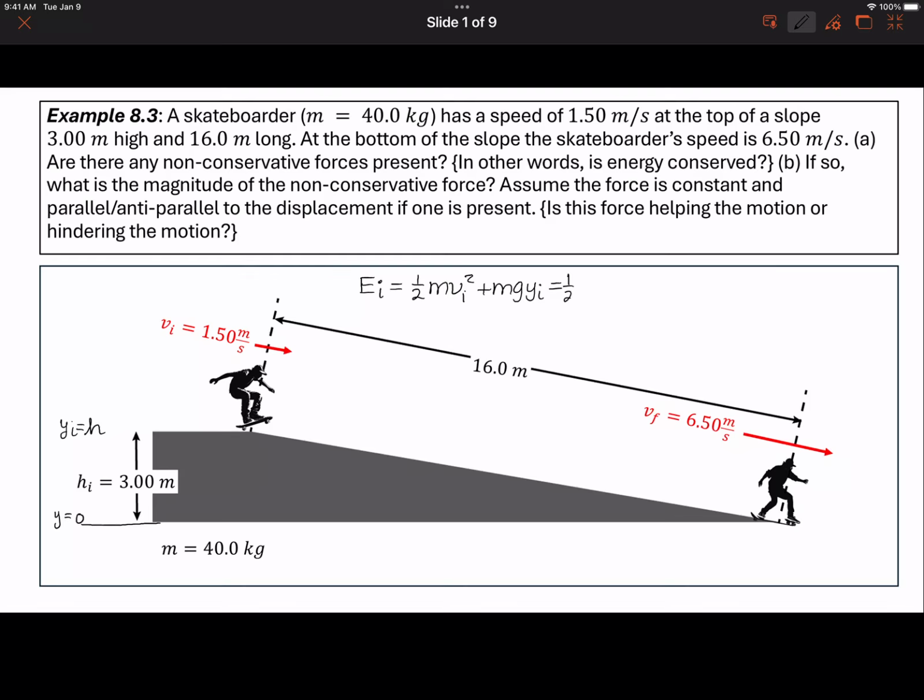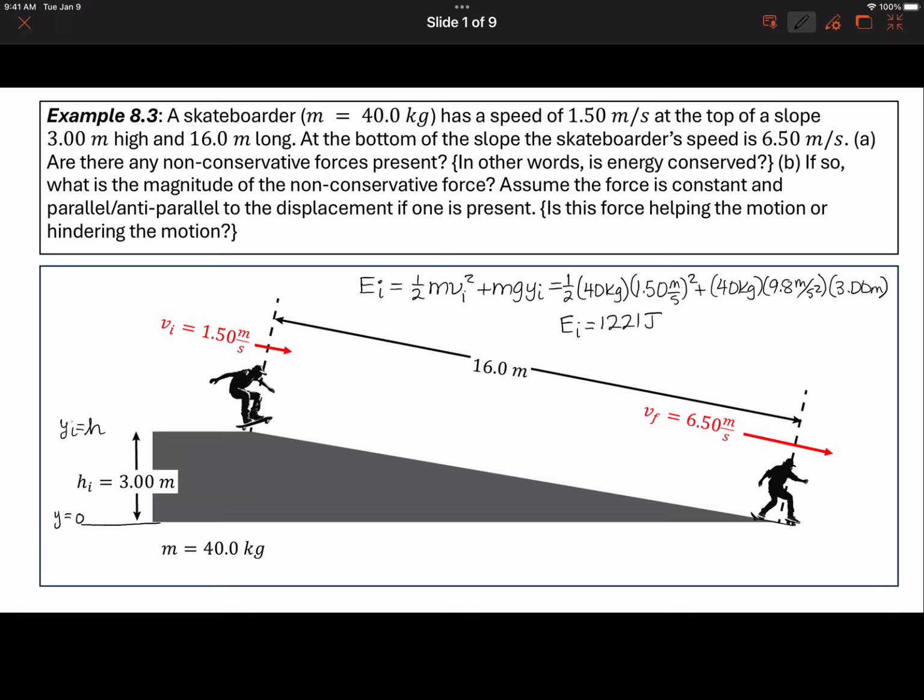So this would be 1/2 the mass, which is 40 kilograms, times the initial speed squared, and then plus the gravitational potential energy, which is mass times gravity, times the vertical height of 3 meters. So when I plug those values in, I end up getting 1,221 joules.